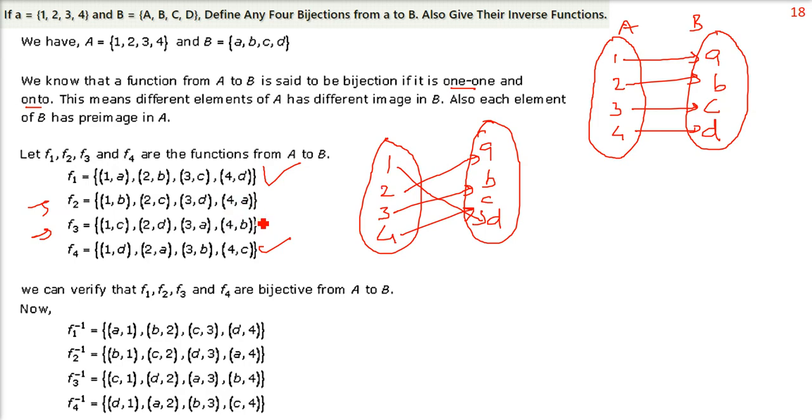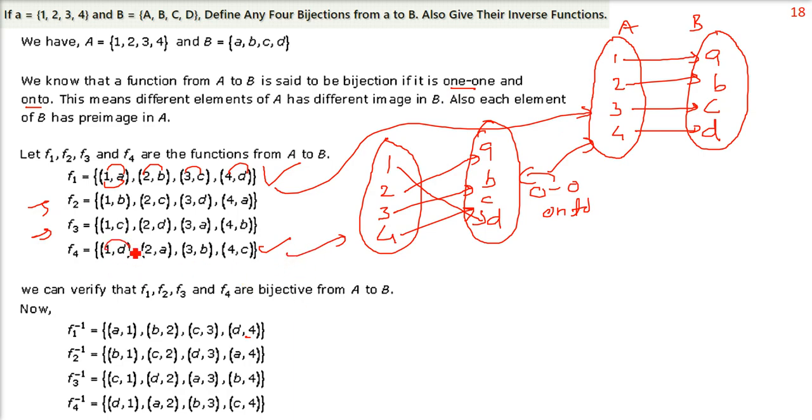How to take the inverse? Just reverse the ordering of the ordered pair. Because both are one-one and onto, just change the pairing. So this becomes 1a will become a1, 2b will become b2, 3c will become c3, 4d will become d4. So first one I told you and f4 also I told you, and just reverse the position.